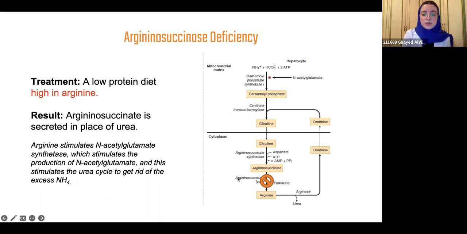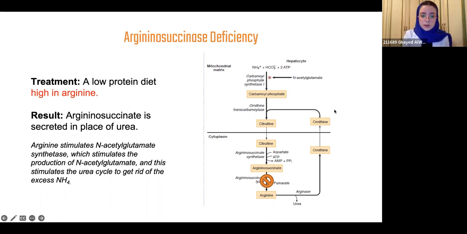So what happens if we don't have argininosuccinate lyase? So the enzyme that breaks down argininosuccinate is deficient. We don't have that, right? So if we can't break argininosuccinate down, then it's going to accumulate. And so people that have this deficiency will present with argininosuccinate in the urine. So instead of excreting urea, which they can't make, right, they're going to be excreting argininosuccinate in their urine instead. Which is what you see here. So the result is that argininosuccinate is excreted in place of urea. And it's going to accumulate because the enzyme that breaks it down is deficient.